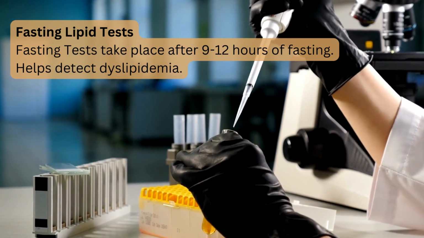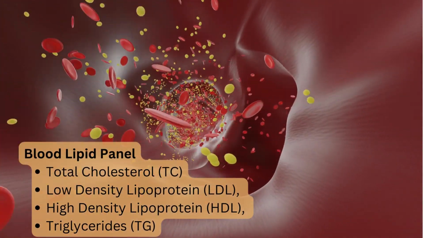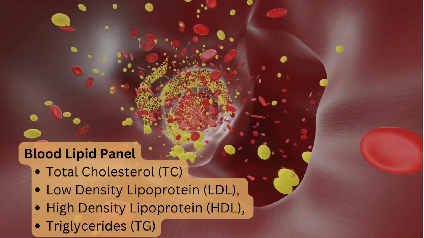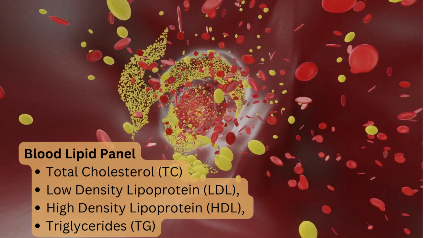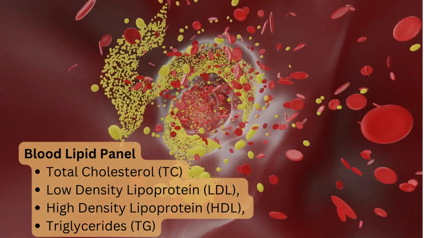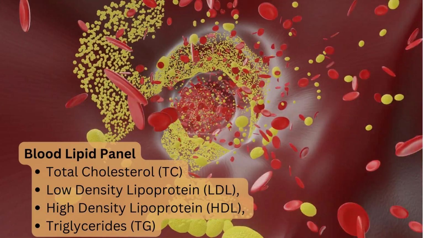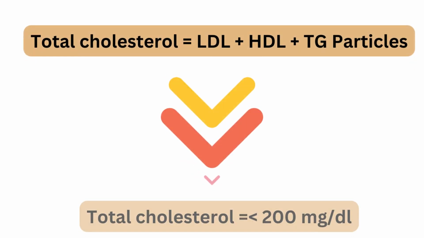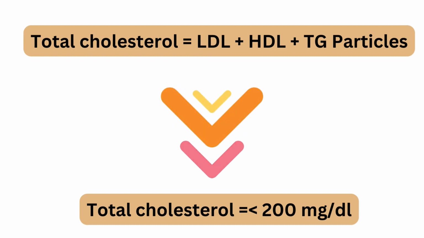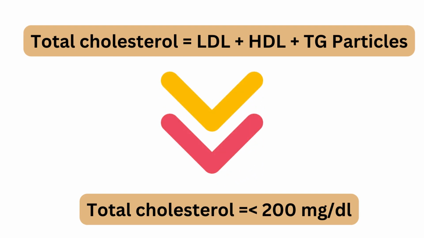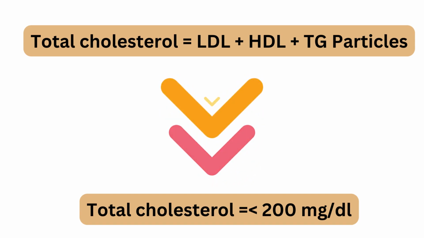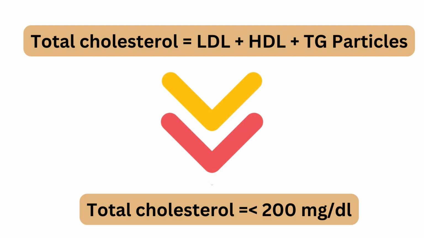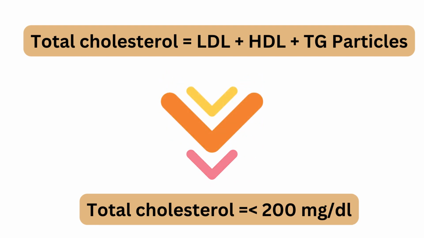A blood lipid panel helps detect dyslipidemia. The blood lipid panel includes 4 main categories of lipid packages or lipoproteins: total cholesterol or TC, low-density lipoprotein or LDL, high-density lipoprotein or HDL, and triglycerides or TG. When healthcare professionals look at the results of a blood test, they want to see a total cholesterol level of 200 milligrams per deciliter or less. The total cholesterol is the sum of the cholesterol in LDL, HDL, and triglyceride particles.